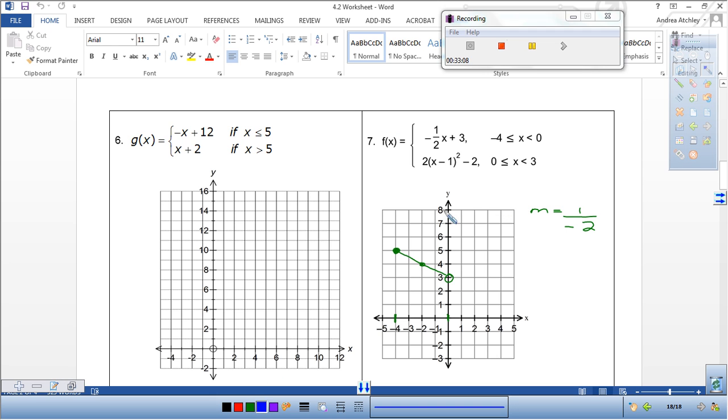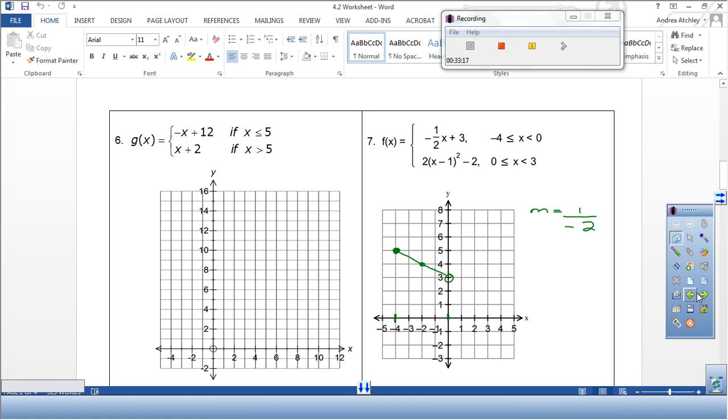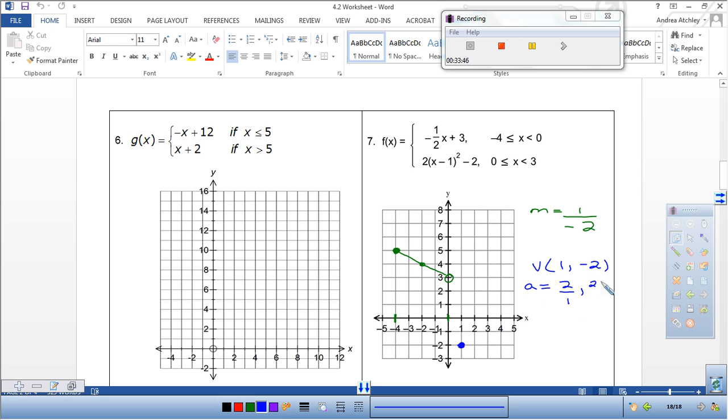Now this second one is a parabola. Hold on 1 second. Oh my goodness. The second one is a parabola. So it has a vertex at 1 and -2. Remember that inside the parentheses you change that sign? So then -1 becomes a positive. So we're going to graph that here at 1 and then -2. Then here our a value is 2 over 1. Then 3 times 2 over 1.